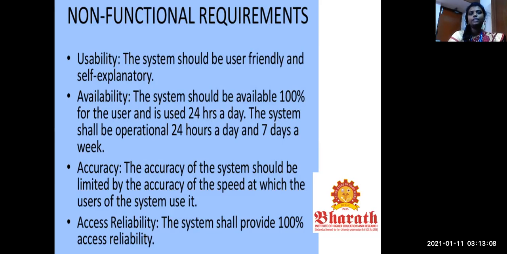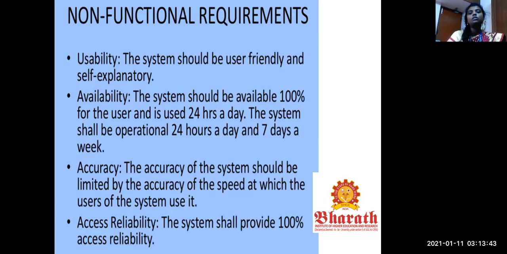If we go for the availability, the system should be available 100% for the user, and it is used 24 hours a day. So there should not be any lapse in that availability. It has to work 24 by 7. Why? Because in a hospital it will always be an emergency. At any time a patient can come and be admitted in an emergency situation. So in that case, this software has to be fully available 24 by 7. It has to be available. So that is the availability.